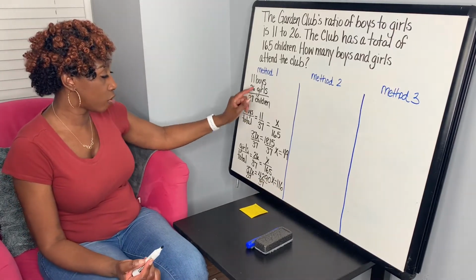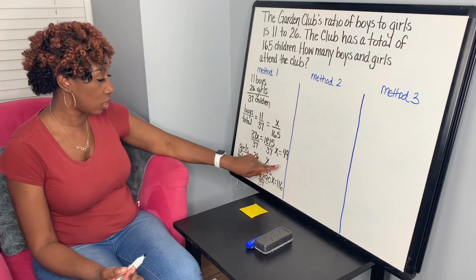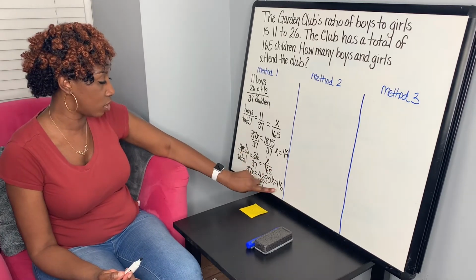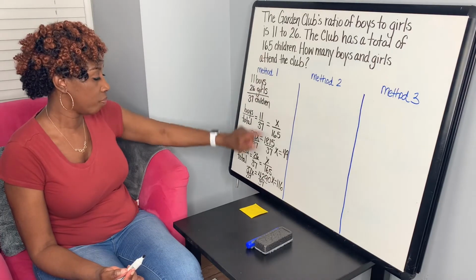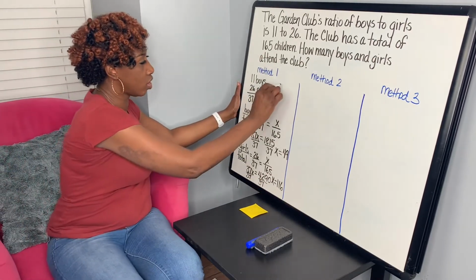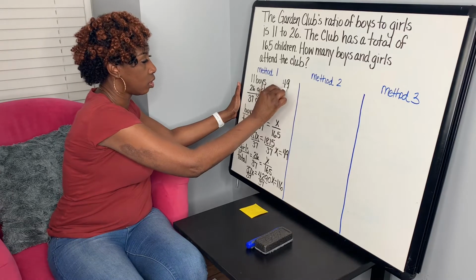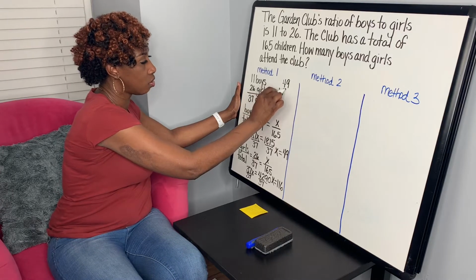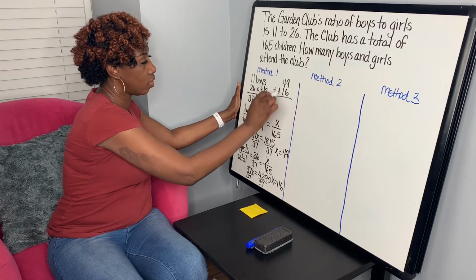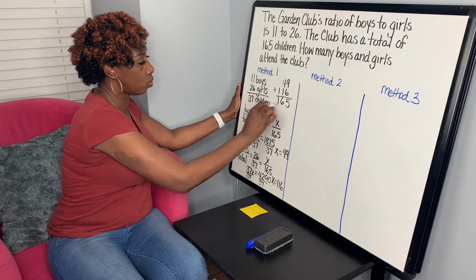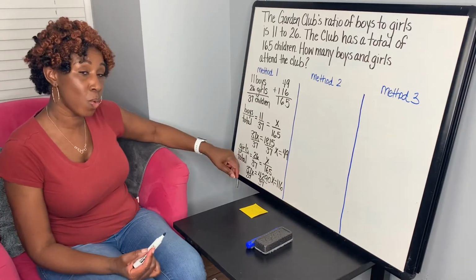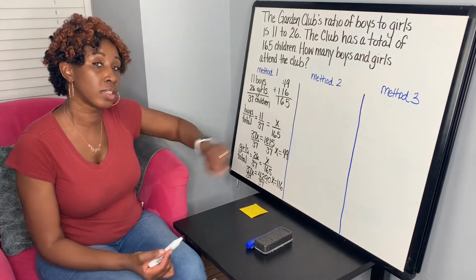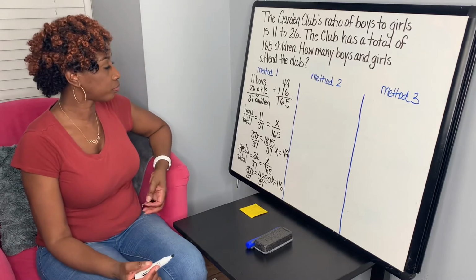A way for me to check my answers is that the number of boys and the number of girls should add up to the total children that I have. So let's check. If I do 49 for the boys plus 116 for the girls, that does check out. I get 165 as my total. So that's method number 1. Let's move on to the second way of solving this.